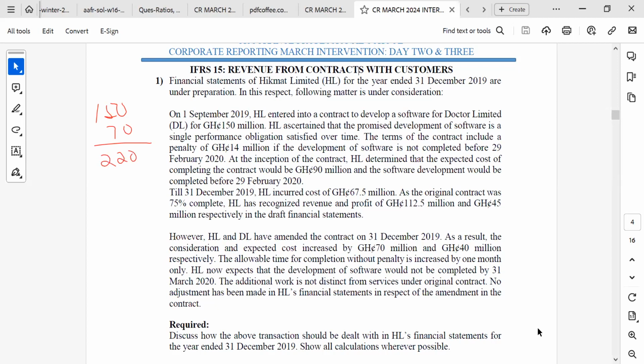Our cost to complete now will be what? Will be 90 plus 40. And that will be 130, isn't it? Yes. It means that the work will increase more than the original work. So our percentage of completion should not be 75. We have to re-estimate the percentage of completion to recognize the revenue accordingly. That is the only thing that we are going to do here.